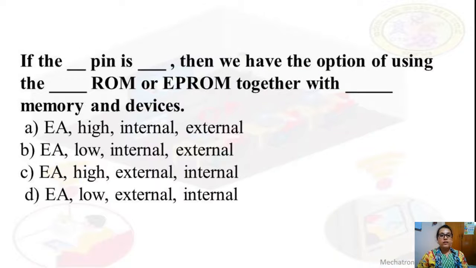Next, if the dash pin is dash, then we have the option of using the dash ROM or EEPROM together with external memory devices. If EA pin is high, internal external; EA pin is low, internal external; EA pin is high, external internal; EA pin is low, external internal. We saw the block diagram. If the external access pin is high, then we can have both internal as well as external, that is, internal ROM and EEPROM we can use along with the external. Option A is the answer.